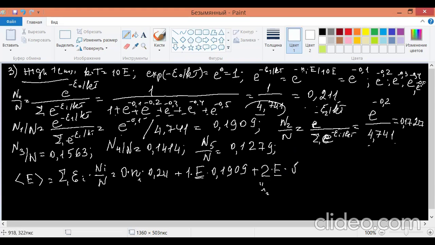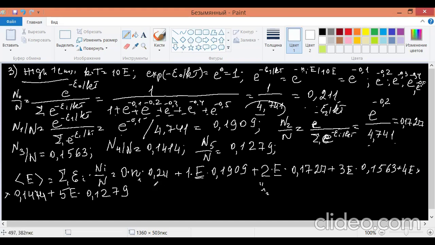Okay, and 0.1727 plus 3E times 0.1563 plus 4 times E multiplied by 0.4414 plus 5 times E multiplied by 0.1279, and your calculator should show you this number, 2.2103 times E. Here it is. This is the answer to what the average energy of the system is at high temperatures.